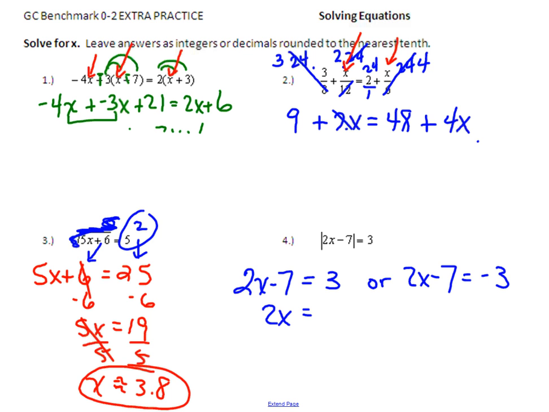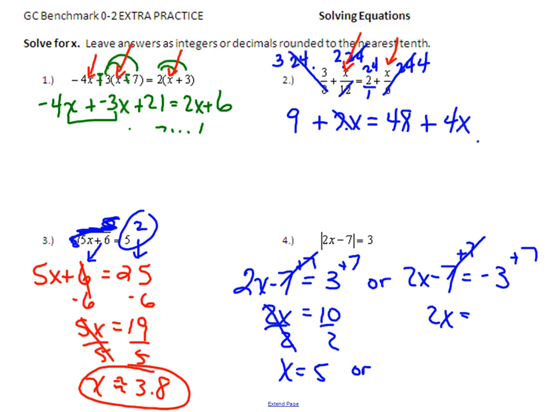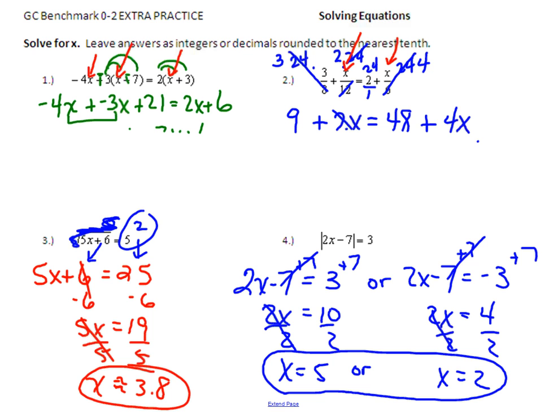So here add 7 to both sides, or flip and switch. And x is 5. Add 7. Now negative 3 plus 7 is positive 4. So x is 5 or 2. And again, you can plug in your number here. Plug in the 5, check it. Plug in the 2, check it. It should work. That's it.